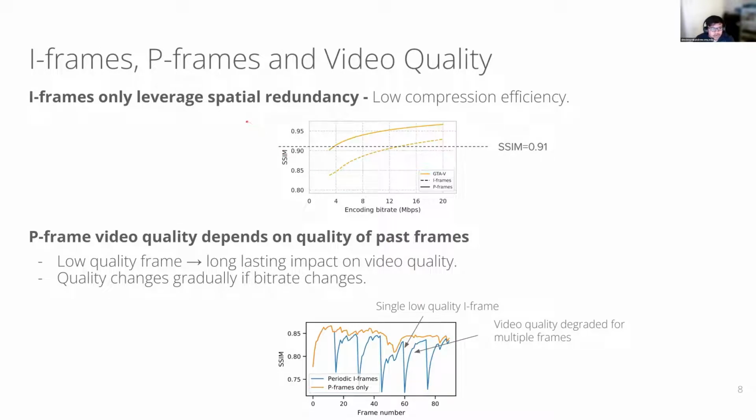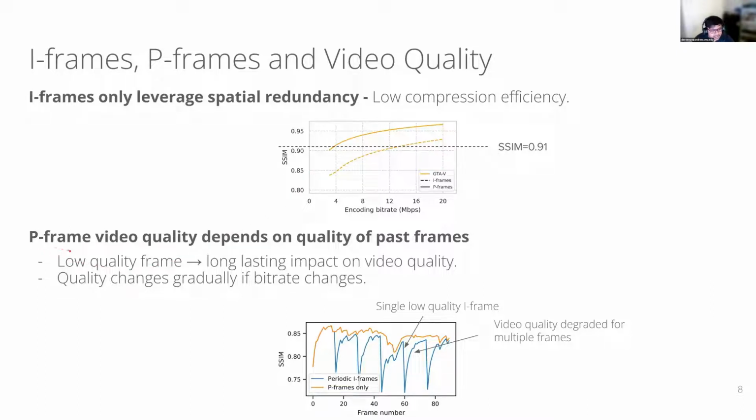So I-frames do not leverage temporal redundancy. They only leverage spatial redundancy, which means they have low compression efficiency. You can see that in this graph, where for a particular bitrate, the quality achieved by I-frames is much lower than the video quality achieved by P-frames. And conversely, for a particular video quality, you require many more bits to encode the data at the same quality as an I-frame compared to encoding the video frame as a P-frame.